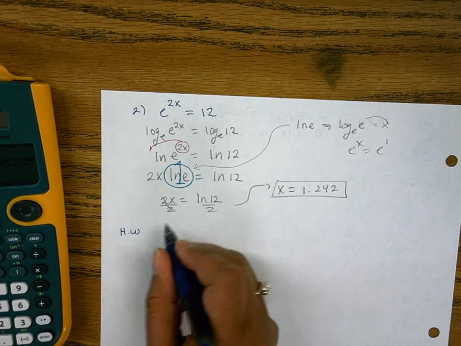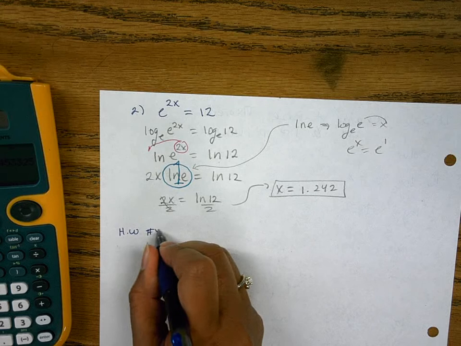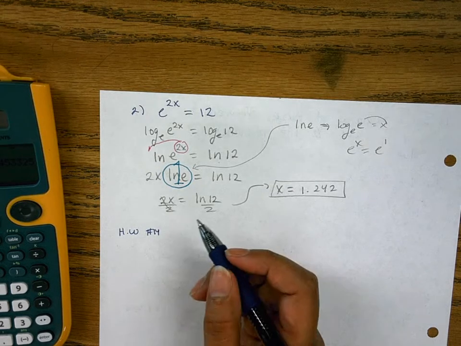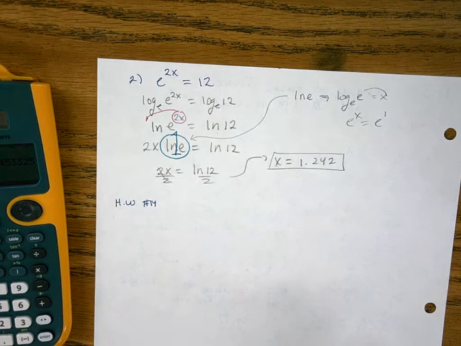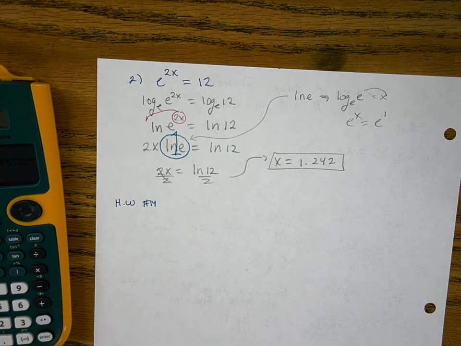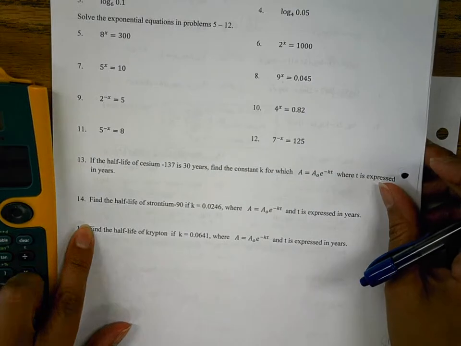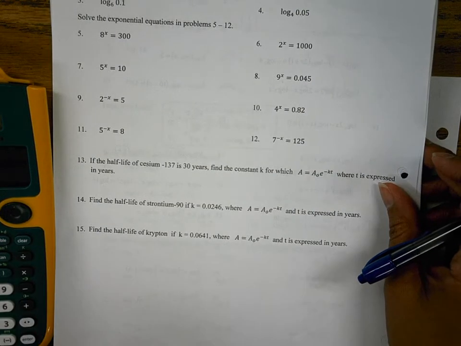Okay, next thing we're going to do is one of our homework problems. That's why I asked you to have your packet out. Homework problem number 14. This is from, what lesson is this? Lesson 5, so this is from worksheet 5. So open up your packets to worksheet 5. And we are going to do number 14.